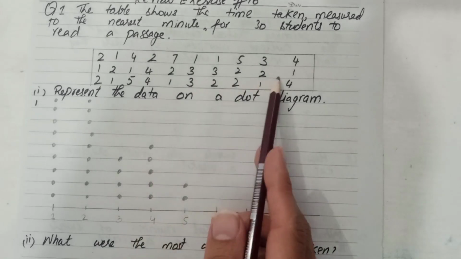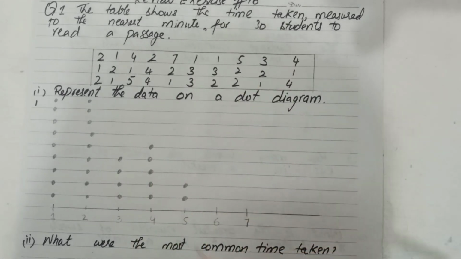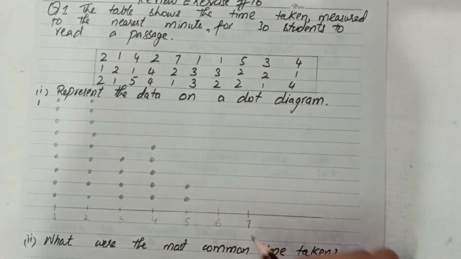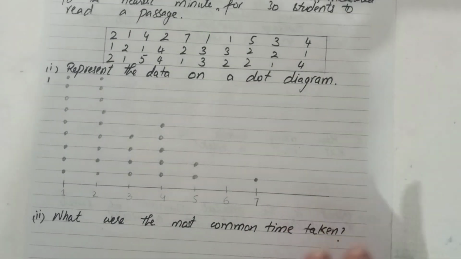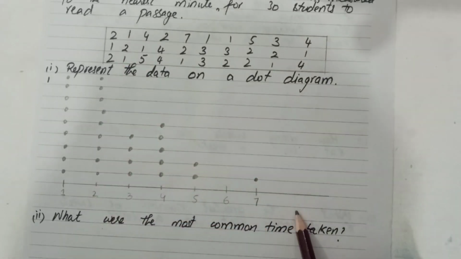Now there is no 6. But 7 is 1 time. That's it. There is 1 dot. Now students, this is the dot diagram. We represent this data on this dot diagram.